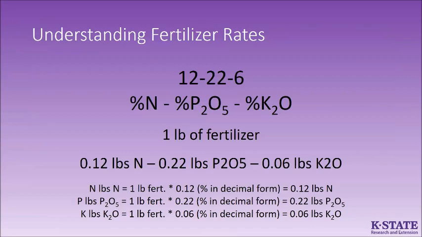Using basic algebra, you can calculate that by applying 1 pound of this fertilizer, you are applying 12 hundredths of a pound of actual nitrogen, 22 hundredths of a pound of actual P2O5, and 6 hundredths of a pound of actual K2O fertilizer. So if I wanted to apply 12 hundredths of a pound of actual nitrogen, but only found a fertilizer that was 24% nitrogen, how much would I need to apply? If you answered half a pound, you are correct.